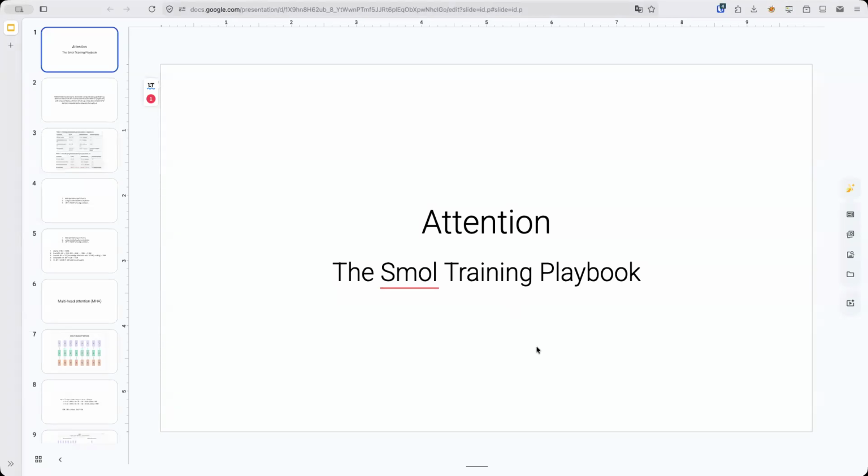Live, ladies and gentlemen. And today we're going to talk about attention from the small training playbook. And yes, it's a huge chapter about architecture and architectural choices. I decided that we need to slice it in very, very fine slices because I think there is a lot to cover in each one of them. And let's start with the attention.